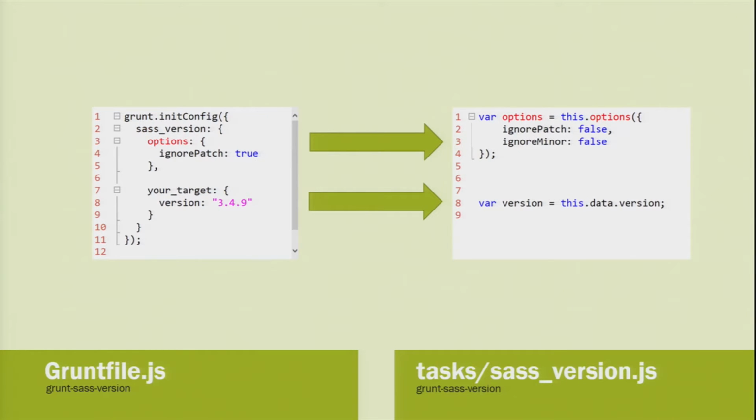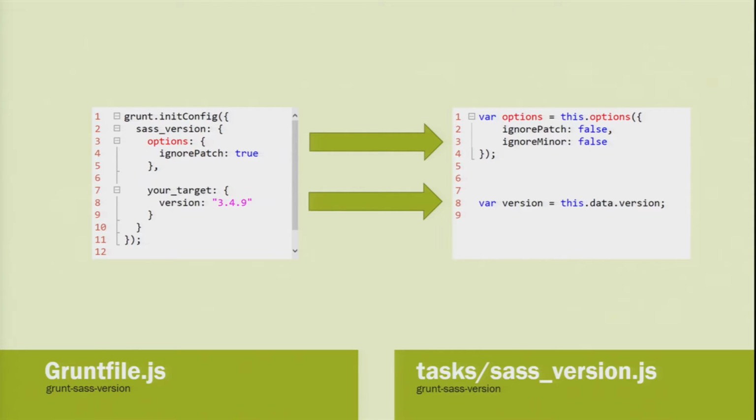So if you look at a sample Grunt file that's going to be using this plugin, they're going to specify an options object. And that options object can be specified at the task level, and it can be specified at the target level. What's in that object gets passed through to you, and when you make a call to this.options, you can pass in a default object. So you can see I'm setting these two options, ignore patch and ignore minor, to be false. But in this case, because whoever's using the plugin is telling me that ignore patch should be true, when I use my options object, I'm going to get that value of theirs and then my default value for ignore minor.